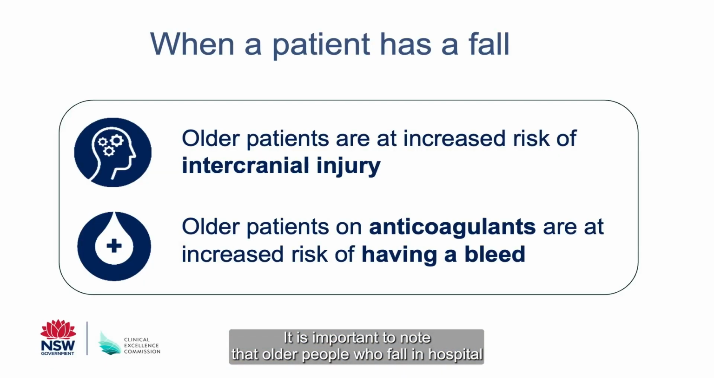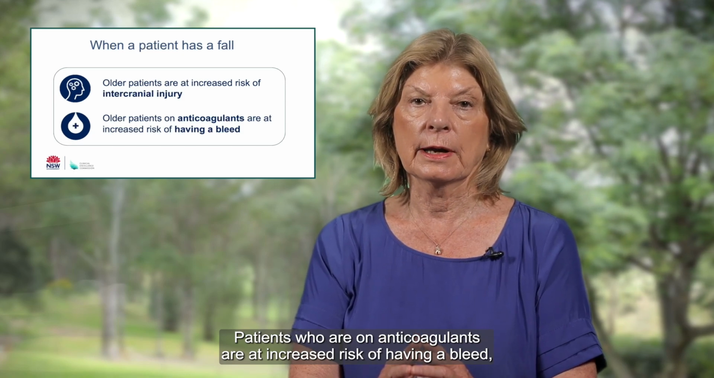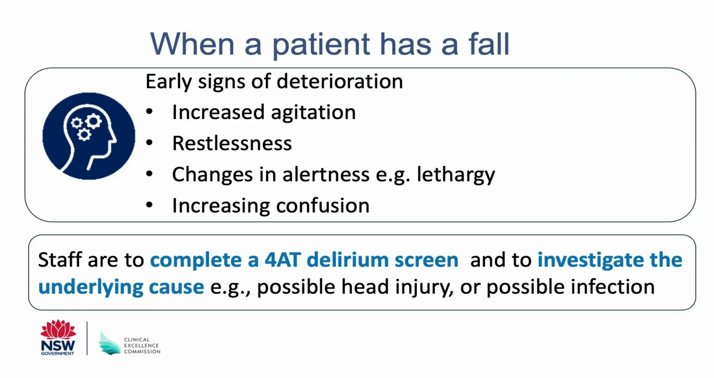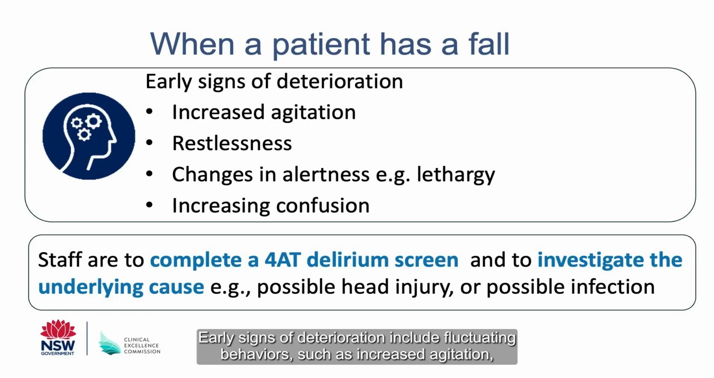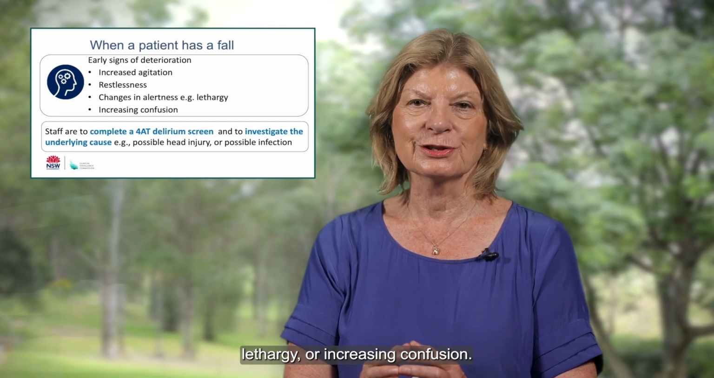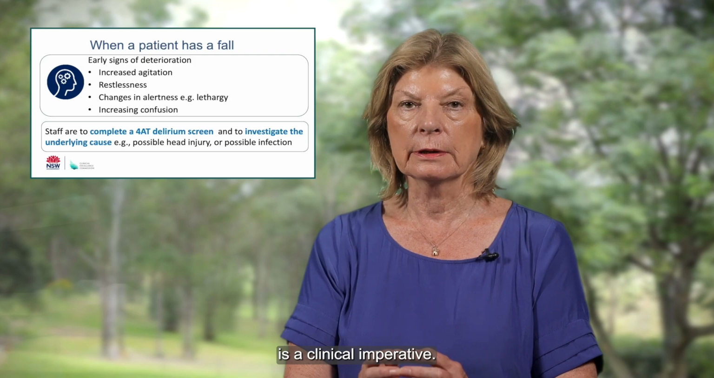It is important to note that older people who fall in hospital are at risk of intracranial injury due to physiological changes in the brain. This means that any patient who falls is at risk of a potential head injury. Patients who are on anticoagulants are at increased risk of having a bleed, and staff are to be aware and to monitor vital signs. Early signs of deterioration include fluctuating behaviours such as increased agitation, restlessness or changes in alertness, lethargy or increasing confusion. Ongoing monitoring and reporting of such changes is a clinical imperative.